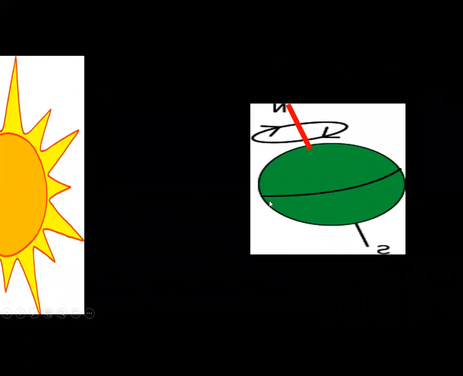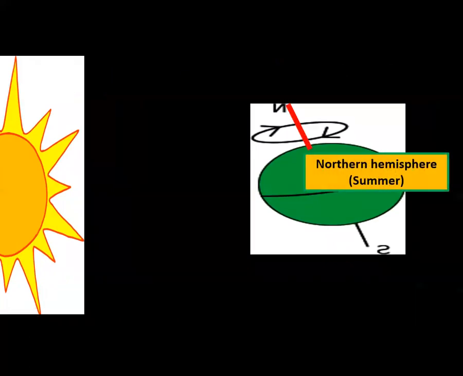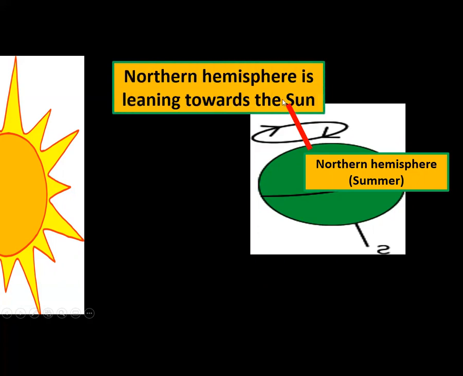Now, how does the tilt of the Earth influence the seasons? Look at this one. The northern hemisphere, this one, is leaning towards the sun. If the northern hemisphere is leaning towards the sun, the season in the northern hemisphere is summer.